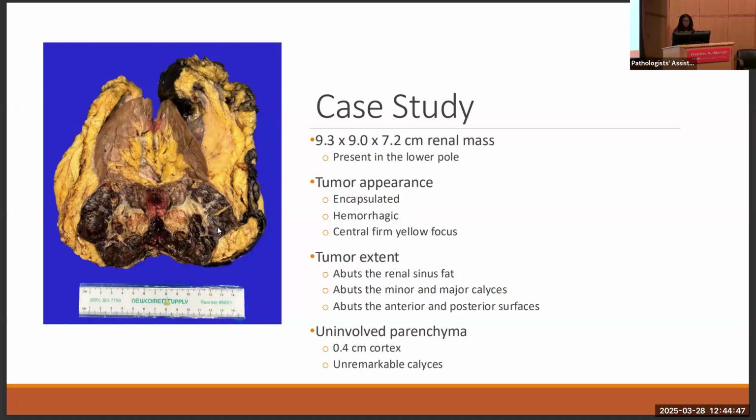Grossly, the mass appeared to abut the renal sinus fat, major and minor calyces, and the anterior and posterior surfaces. The remaining parenchyma was grossly unremarkable with well-defined corticomedullary junctions, and the adrenal gland was absent, and this is important to state the negative.